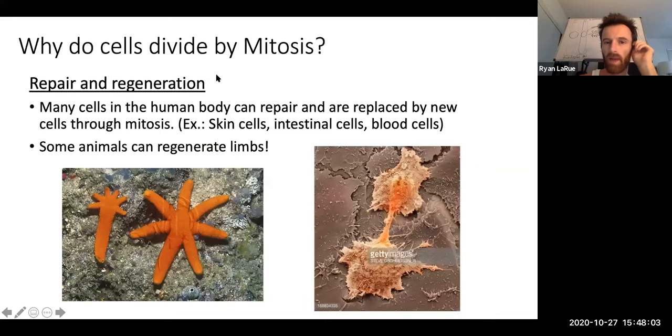Next reason, repair and regeneration. Constantly, humans are having cells divide by mitosis, but only in certain areas. Really three prominent areas where cells are actively dividing.